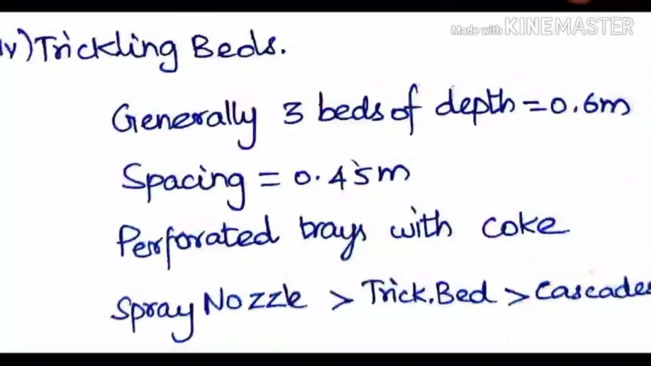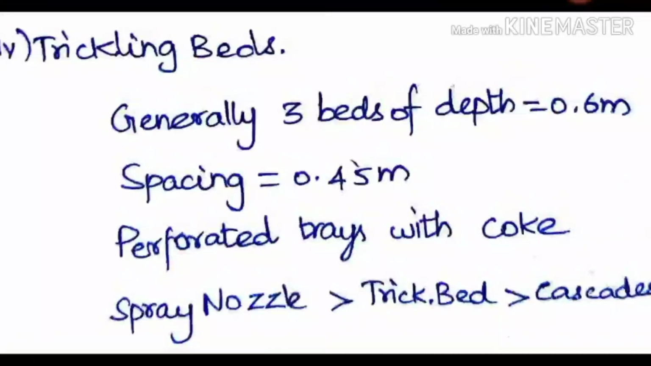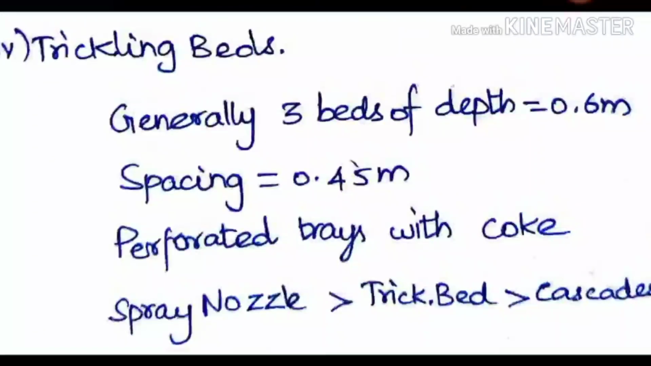And the spacing of these plates should be 0.45 meter, and the depth of each plate should be 0.6 meter. So this method is actually less efficient than the spray nozzle method, but it is better than the cascades method.